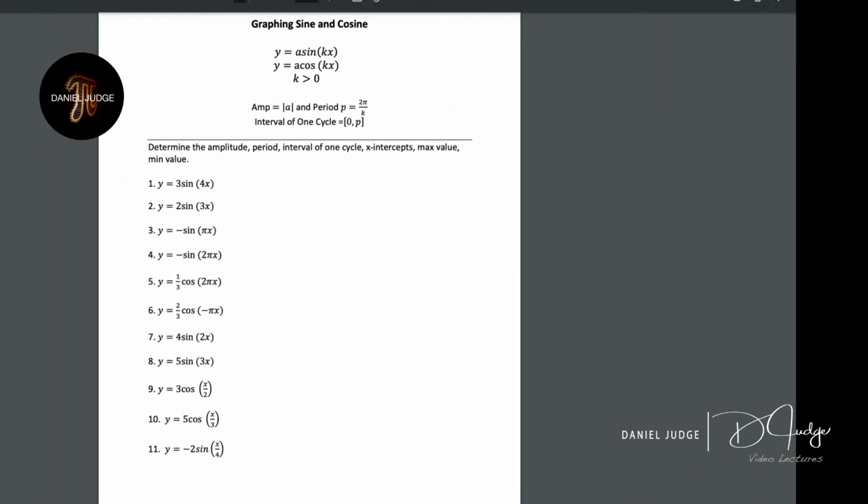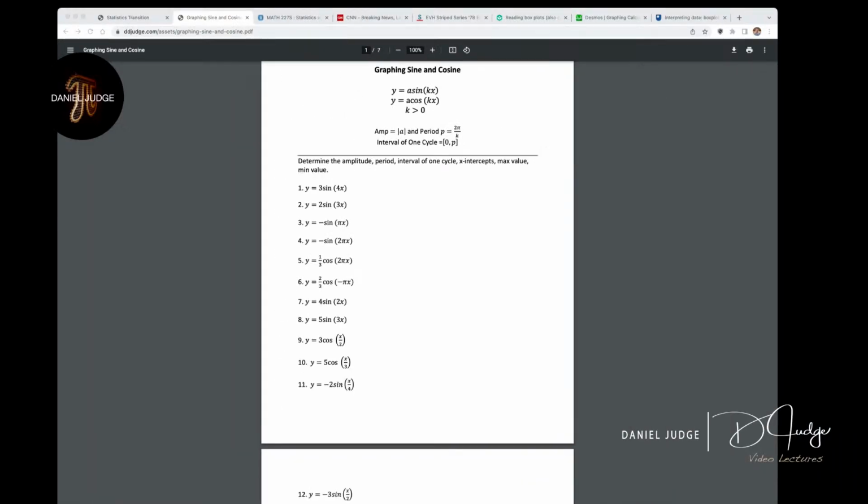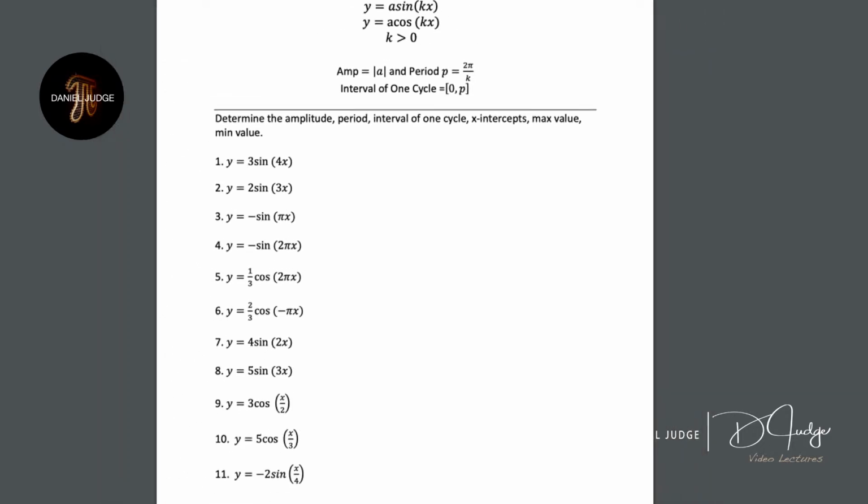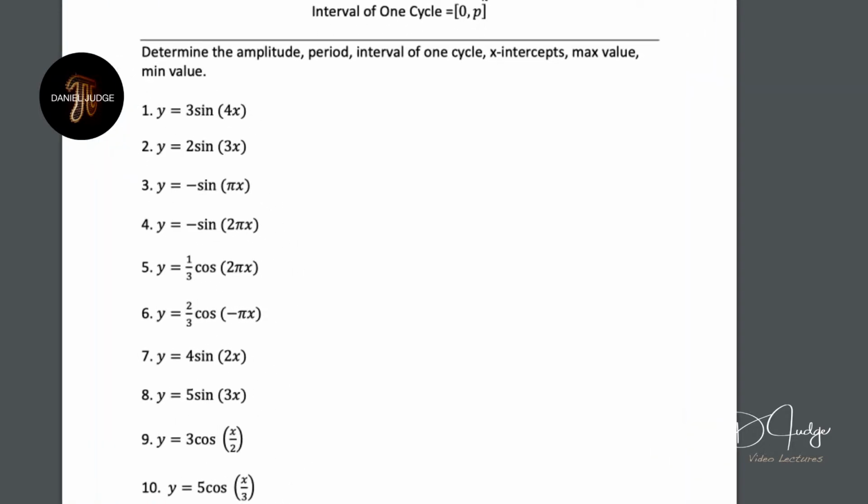There we go. Okay. Yeah. Number 7. Y is 4 sine 2x. Okay.